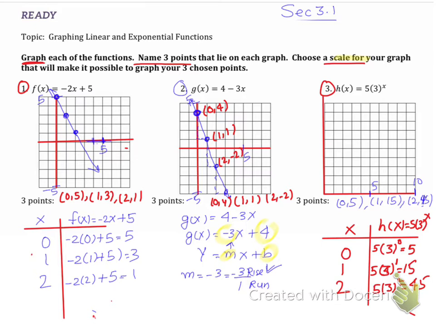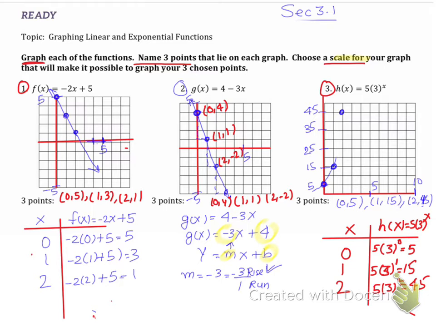So if I start by 5 here, I can mark it 15. Each box is 5 units worth, and that's 25, 35, 45, and so on. So let's mark our points. (0, 5) is here. (1, 15) is here. (2, 45) is here. Once I graph my points, I need to just connect them.